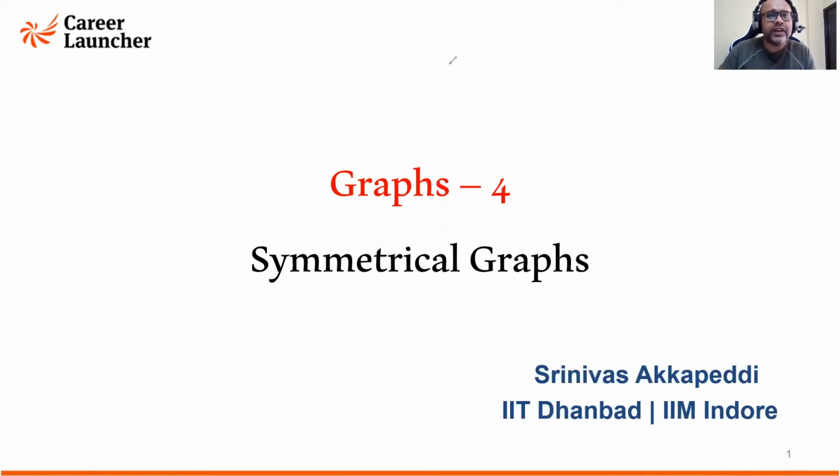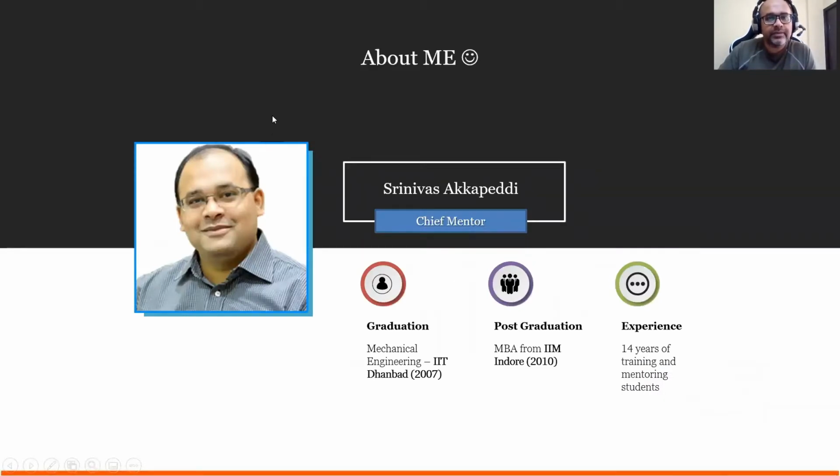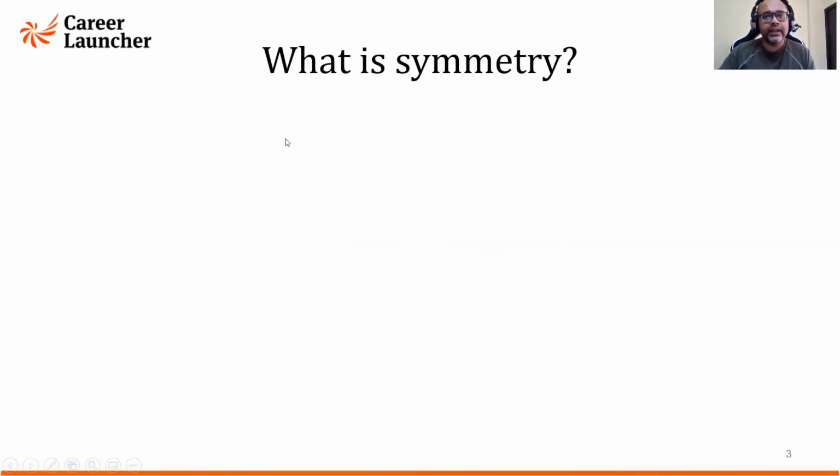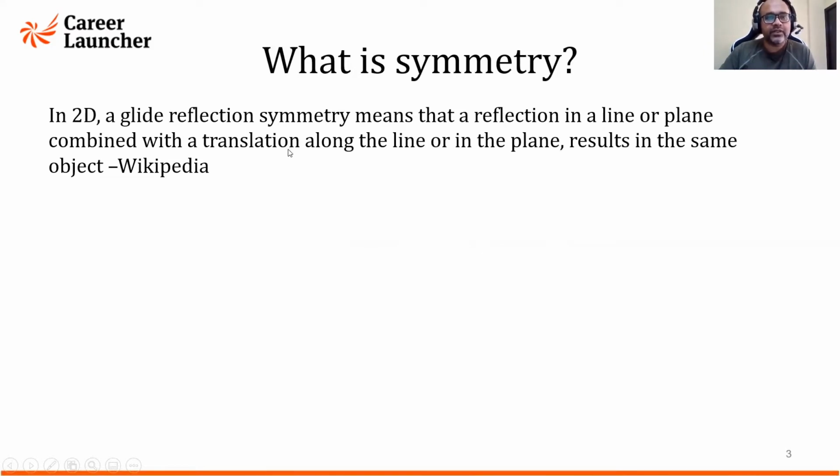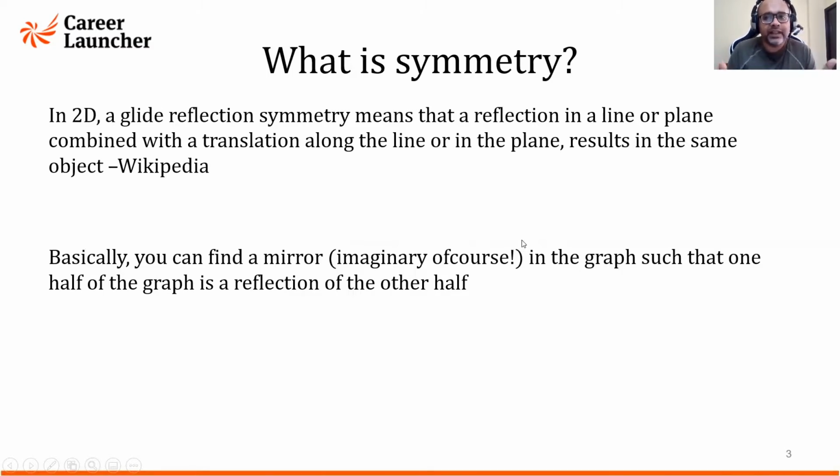All right. So first, let's try to understand what is the meaning of symmetry. Well, so what is symmetry exactly? If you look at Wikipedia, and this is what I've just copy pasted, there is a two-sentence definition given to you over there. You might make some sense of it, but in simple layman's terms, it is basically if you can find a mirror in a graph such that one half of the graph is a reflection of the other half, then you call the graph symmetric.